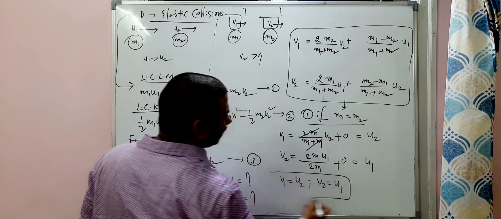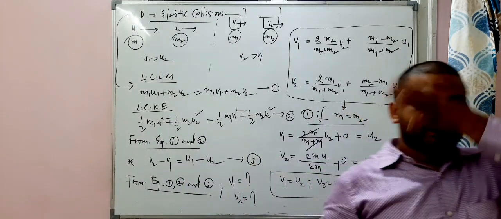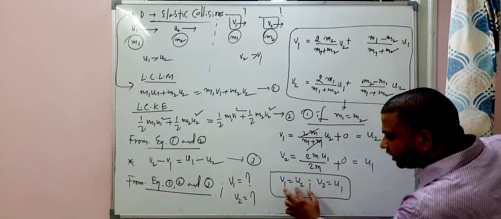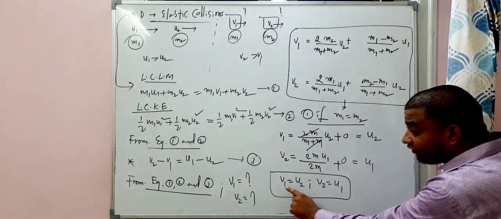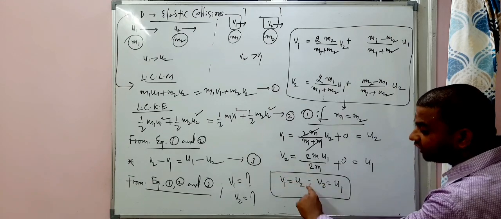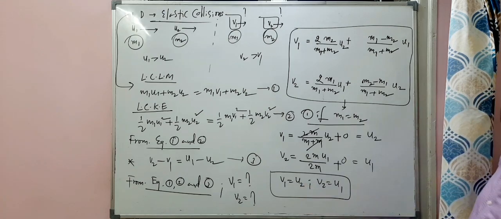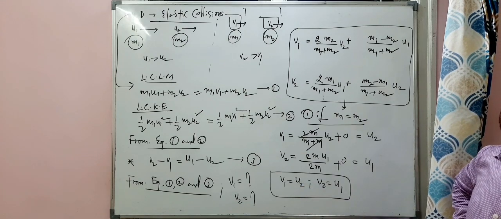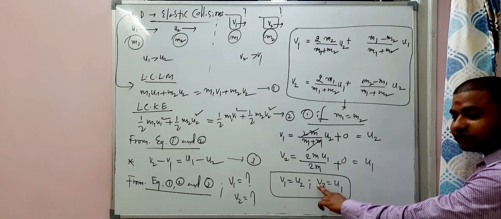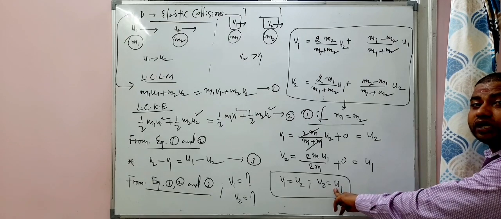What is happening here? Can anybody tell me what is happening here? Here v1 is equal to u2, that is, the final velocity of the first body is equal to the initial velocity of the second body. v2 is equal to u1. The final velocity of the second body is equal to the initial velocity of the first body.